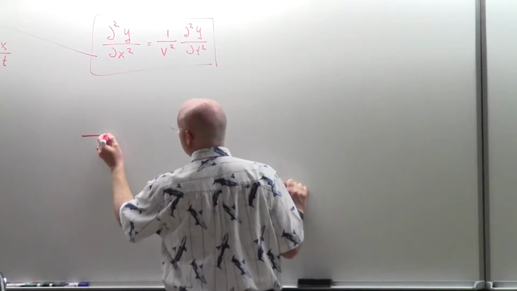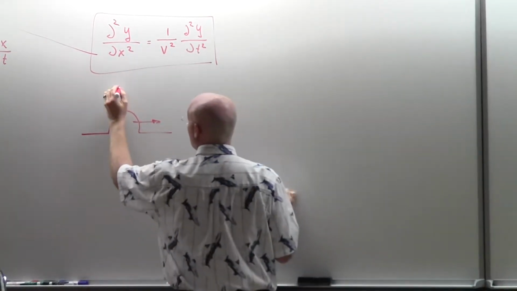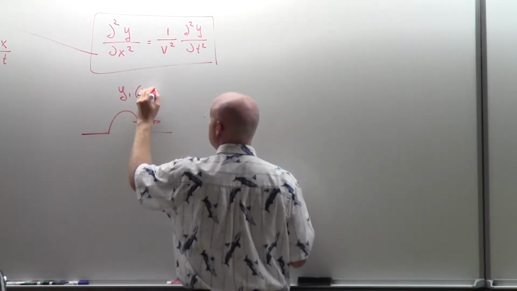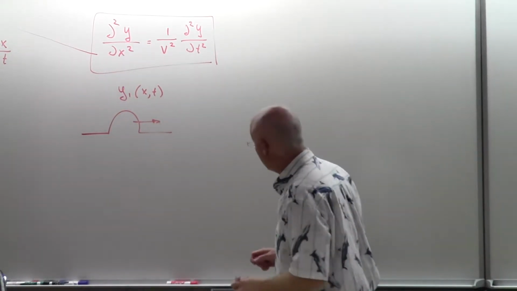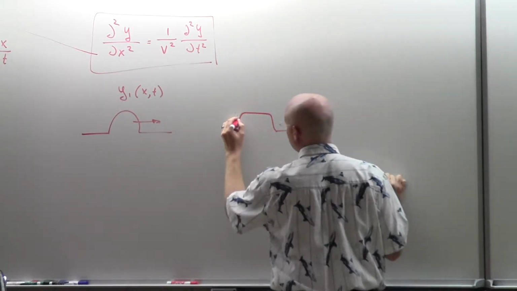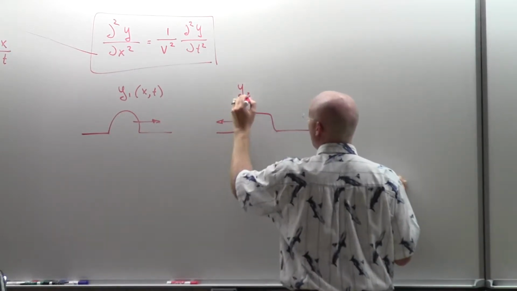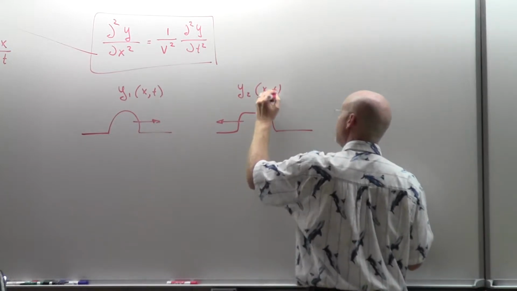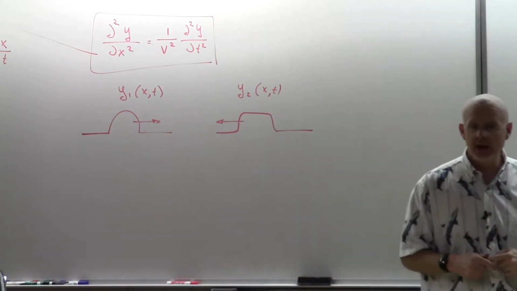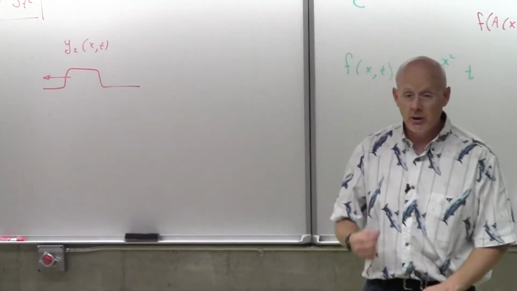If I were to make a little pulse going this way, call this y1 xt, and a second wave has a slightly different shape, y2 xt. And I guess the one I showed you really didn't have a slightly different shape. It's kind of hard to make a square looking one on here. Maybe I'll draw the picture first and then I'll try it to see if you can see it.